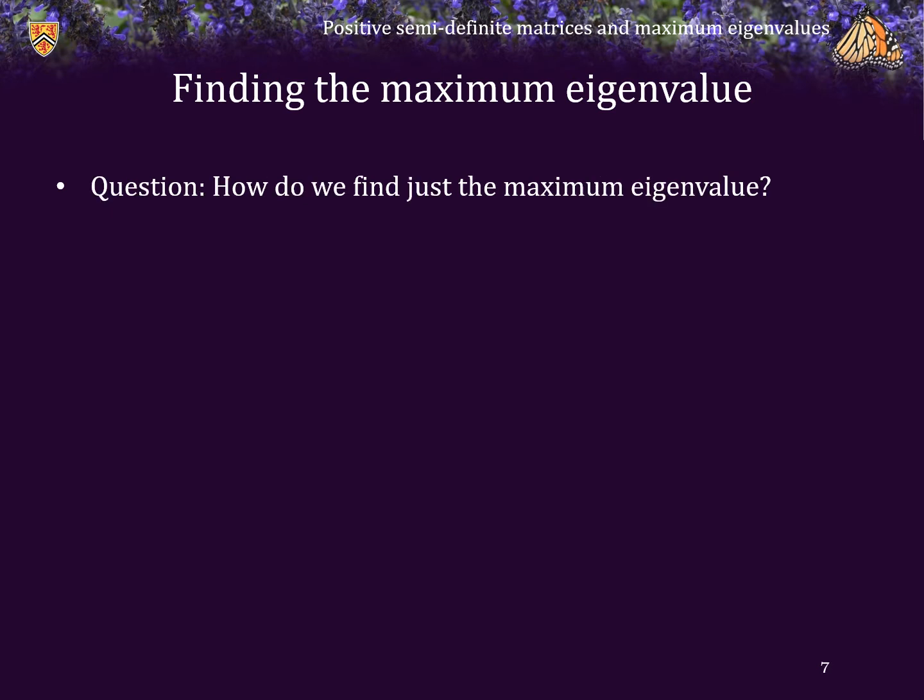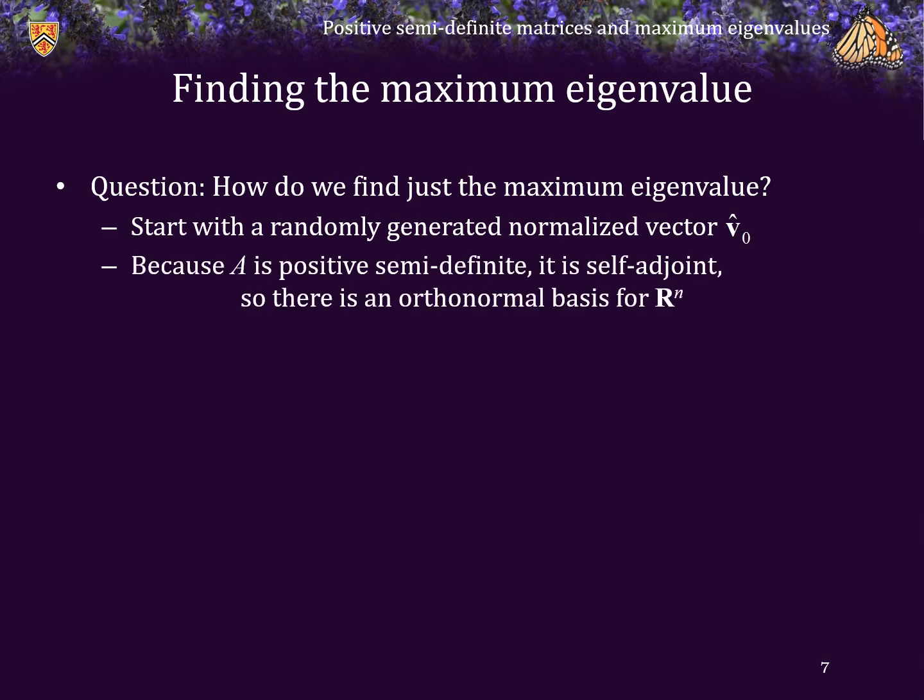All right, suppose we do have a positive semi-definite matrix, and we'd like to find the largest eigenvalue, assuming, of course, that the largest eigenvalue is significantly larger than the second largest. What we're going to do is a little bit interesting. We're going to start with a randomly generated normalized vector v0 cap. Now, because A is positive semi-definite, it is self-adjoint. So therefore there must be an orthonormal basis for R^n, or C^n if we're dealing with complex matrices.